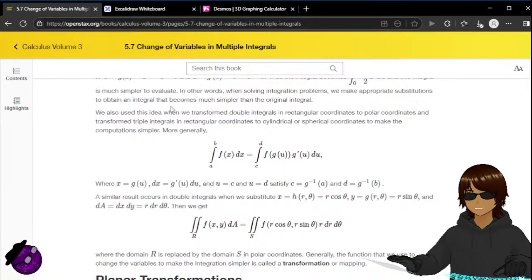We also used this idea when we transformed double integrals in rectangular coordinates to polar coordinates, and transformed triple integrals in rectangular coordinates to cylindrical or spherical coordinates, to make computations simpler. More generally, we have the integral from a to b becoming the integral from c to d. So we have f of g of u.